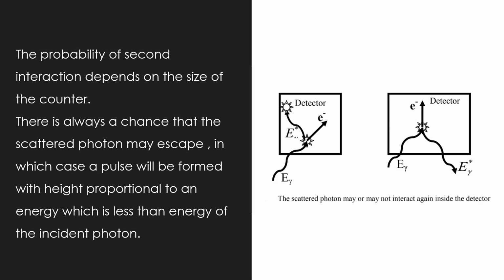The probability of the second interaction depends on the size of the counter, on the position of the first interaction, on the energy of the scattered photon, and on the material of which the detector is made. Unless the detector is infinite in size, there is always a chance that the scattered photon may escape, in which case a pulse will be formed with height proportional to an energy which is less than the energy of the incident photon.